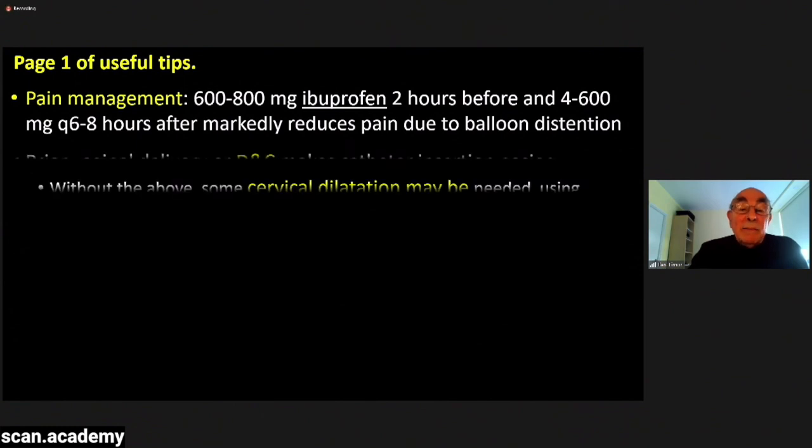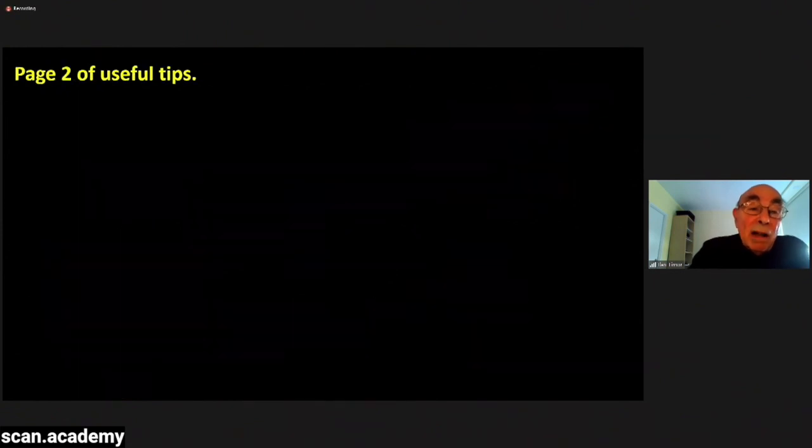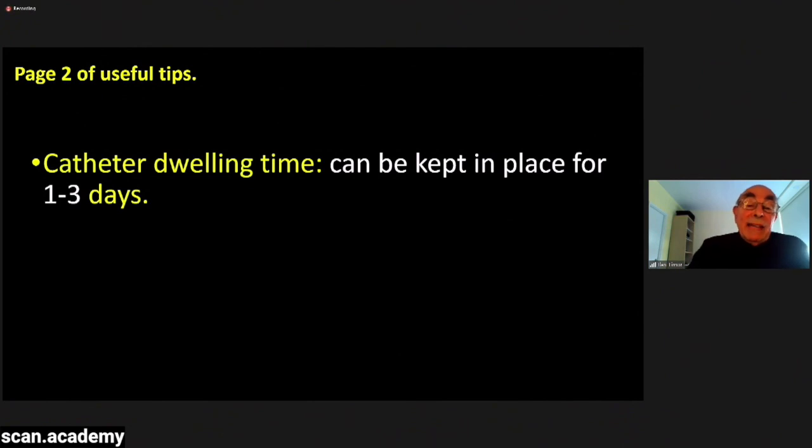So here are the ones that I already showed you, and I mentioned these previously. But here are some other tips that are in this article. Catheter dwelling time. Everybody asks you, how long do you keep it in place?